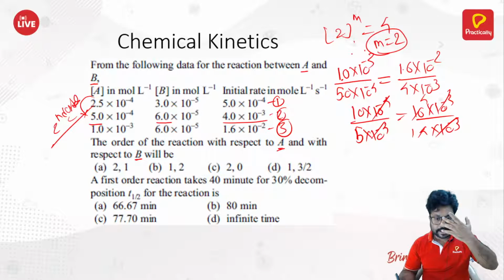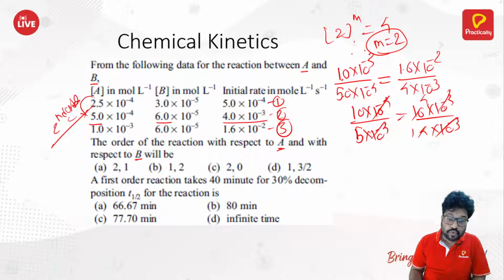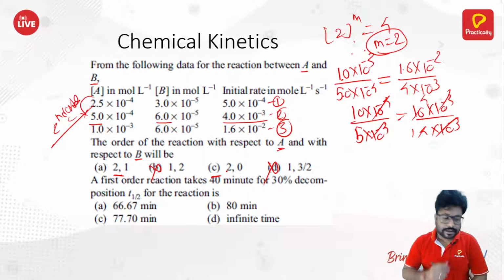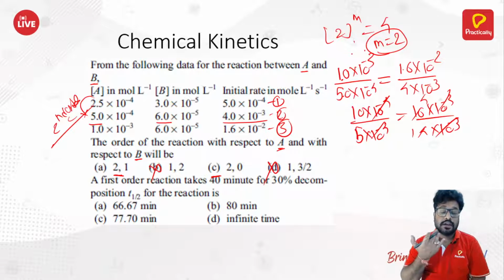Okay. So what they're asking is the order of reaction with respect to A and B respectively. A is 2. We don't know what B is. Here A is given to be 1, so this can't be our answer. Here A is given to be 1, this also can't be our answer. Our answer can be either A or C. That is how you can nullify the options which are not possible.